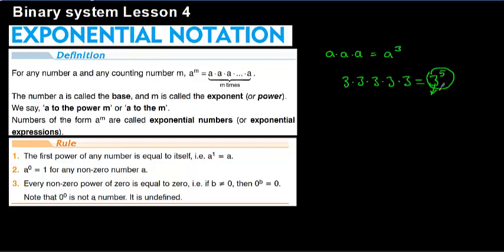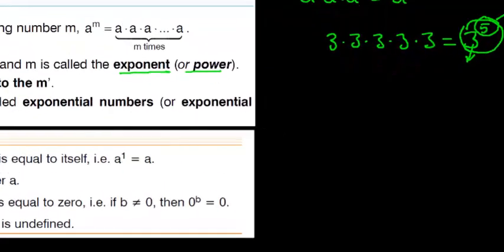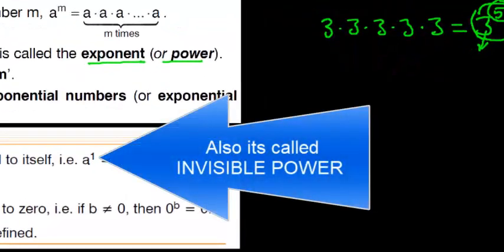The number 3 is called the base, the number 5 is called the exponent or power. When we read the expression a to the power of m or 3 to the power of 5, we read it like this, and the whole expression is called an exponential expression. Here are some simple rules that we need to remember also.